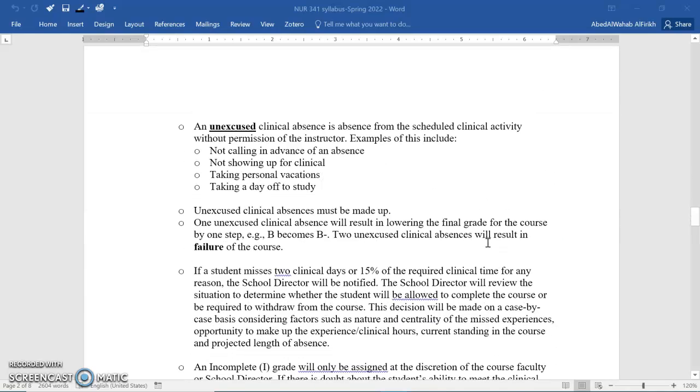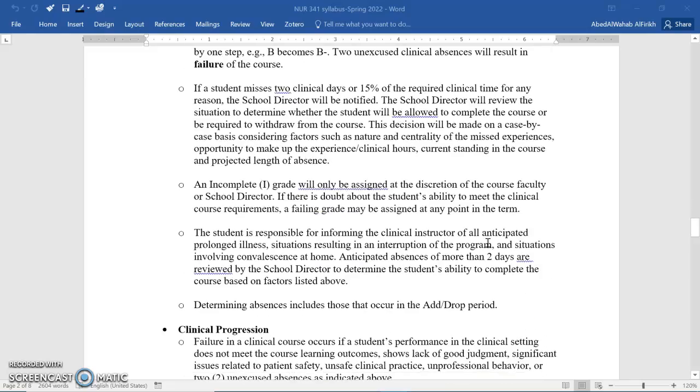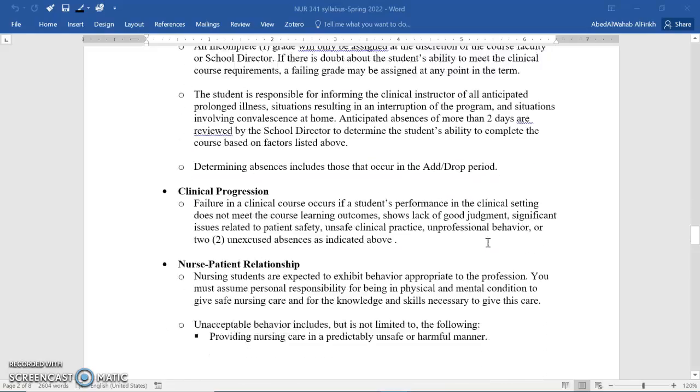So these are some examples for unexcused factors that will lead to unexcused absenteeism. Unexcused absences need to be kept in the student file. You will have to do a make-up day assigned by the faculty. To this make-up day, you will not receive transportation, and you will have one letter grade deducted from the final grade, similar to every clinical course and every clinical year.